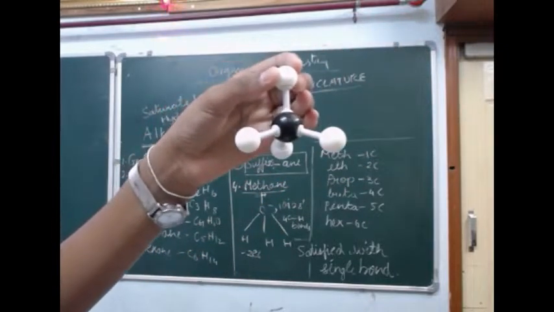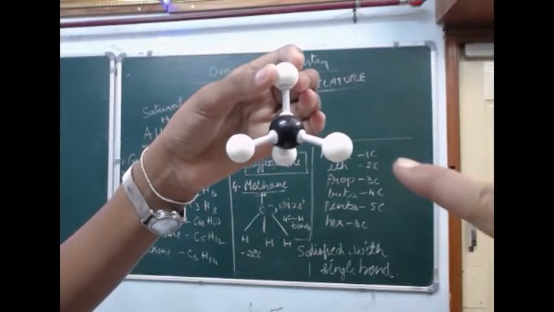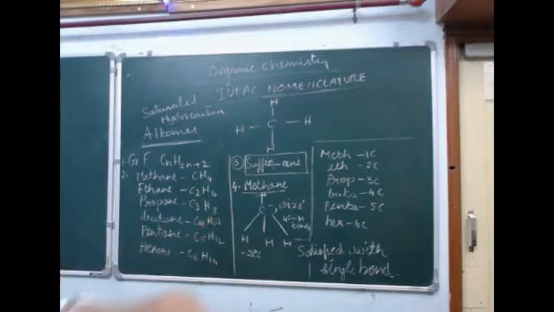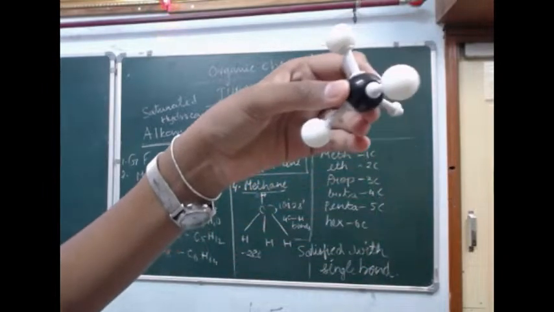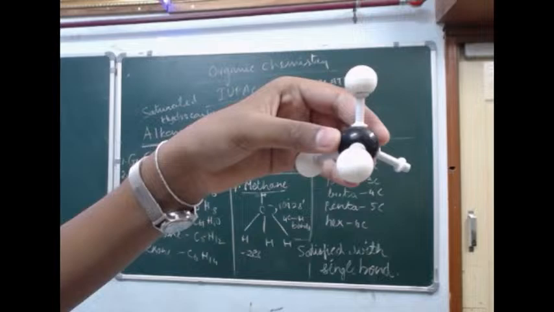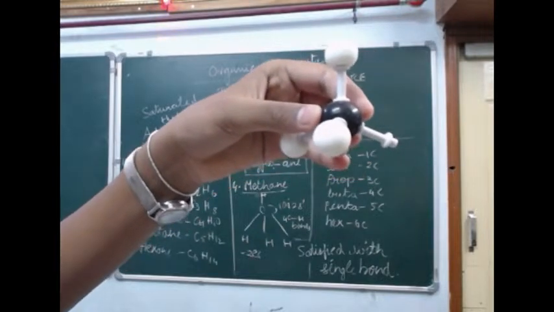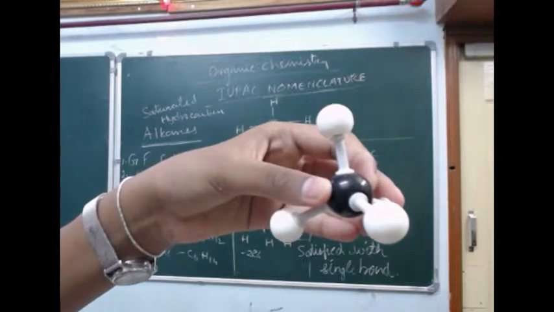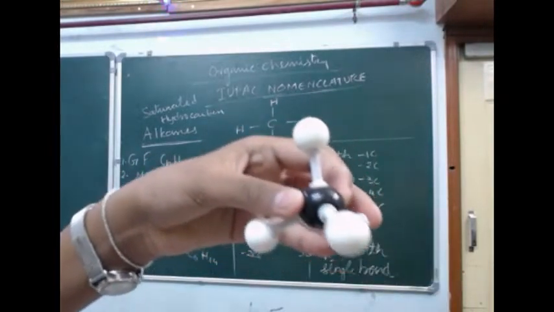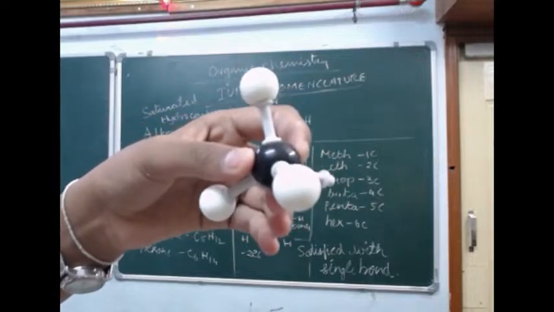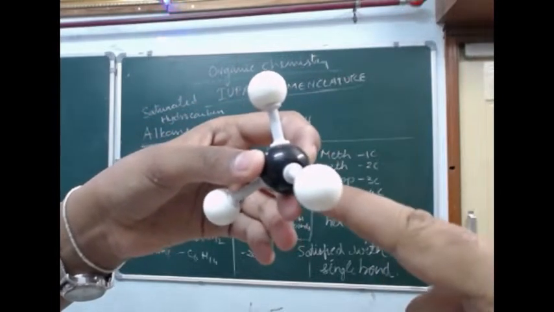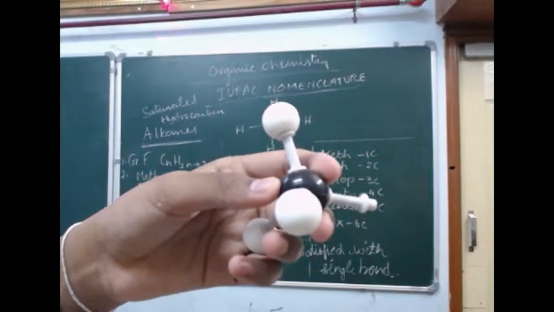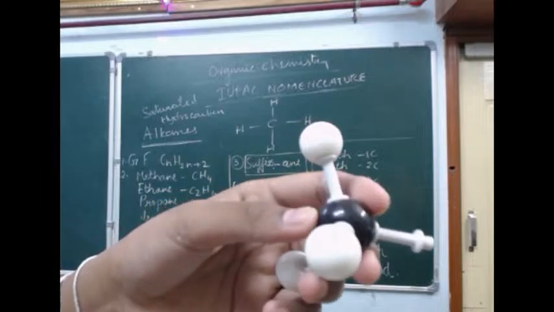Got it? Okay. Now let me remove one hydrogen from this. Only the white ball. Now this is CH3, is it not? CH3. So one hydrogen is missing. How many hydrogens are there? 3 hydrogen atoms. So this is called methyl group, alkyl group. Got it? Alkyl group. Now if you take a similar CH3 group and attach here, what will you get? C2H6. That is ethane. Are you able to follow? That is the next one.